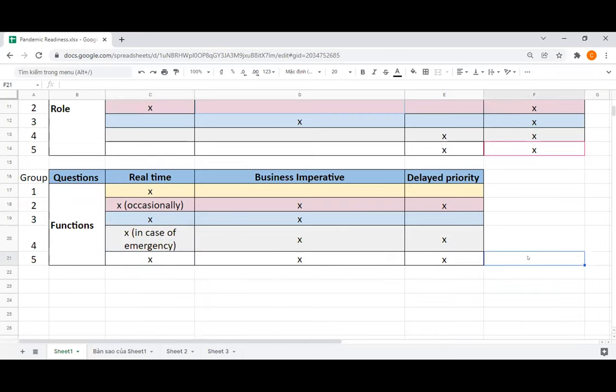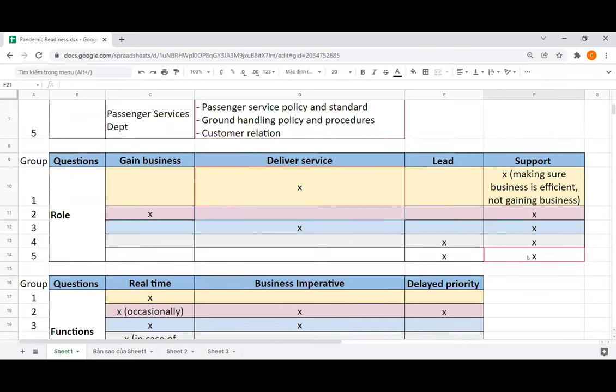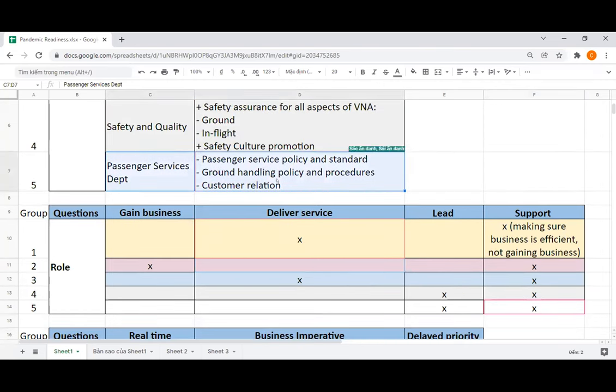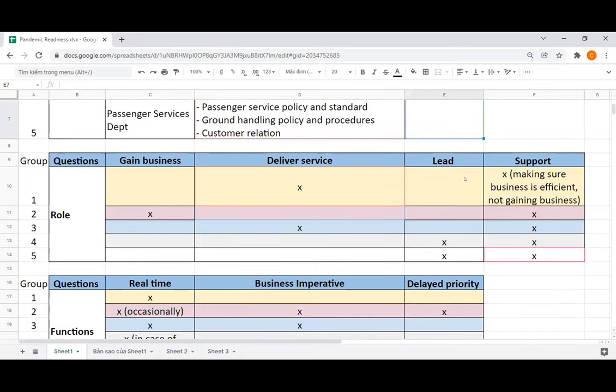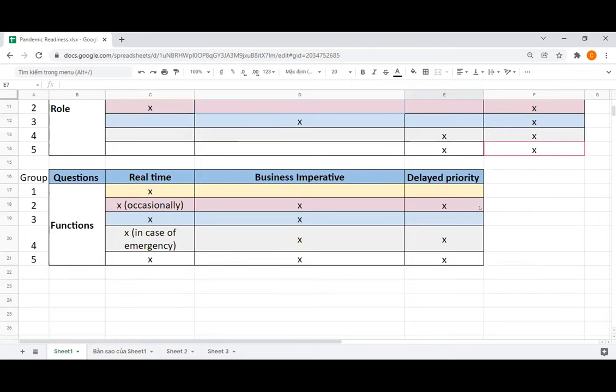Yep. Excellent. Okay. And group five has chosen to be the passenger services department, policy and standards, ground handling policy and procedures, and customer relations. Okay. So that's marked as lead and support, which feels right, doesn't it? But is it really a real-time function? Yes, actually we have a group of passenger service controllers to support the airport. Sorry, I'm not picking that microphone up clearly.